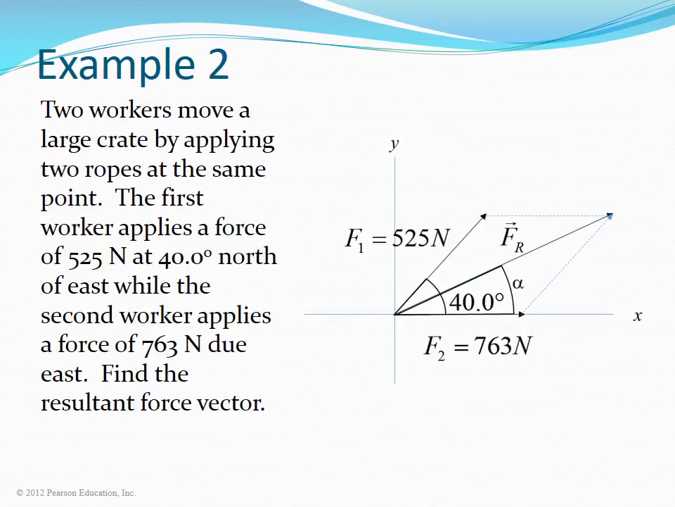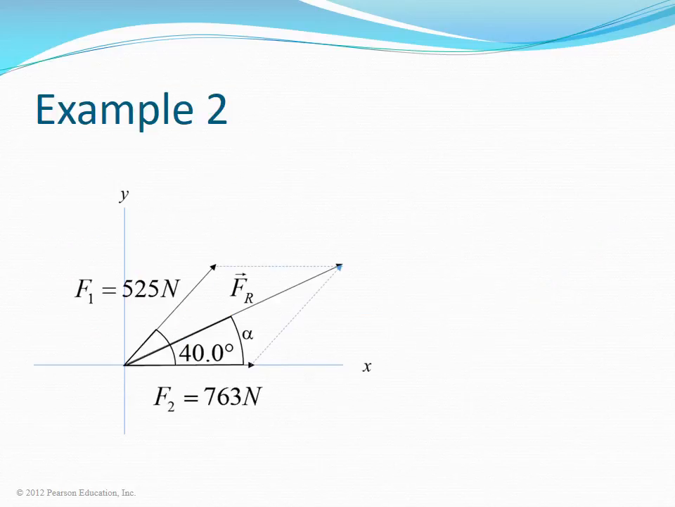Two workers move a large crate by applying two ropes at the same point. The first worker applies a force of 525 newtons at an angle of 40 degrees north of east, while the second worker applies a force of 763 newtons due east. Find the resultant force vector. To begin, we must find the x and y components of F sub 1 and F sub 2. Assign x as east and y as north.